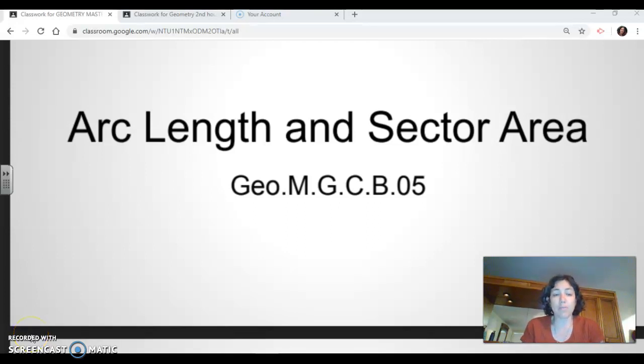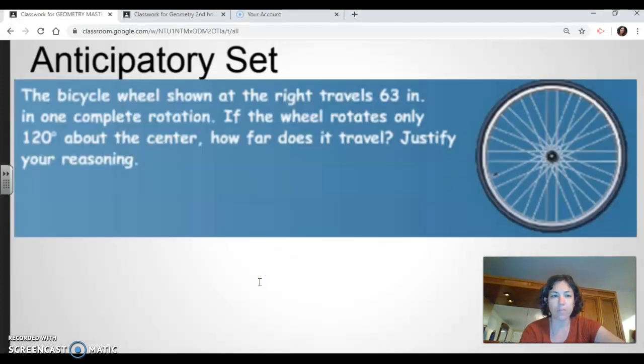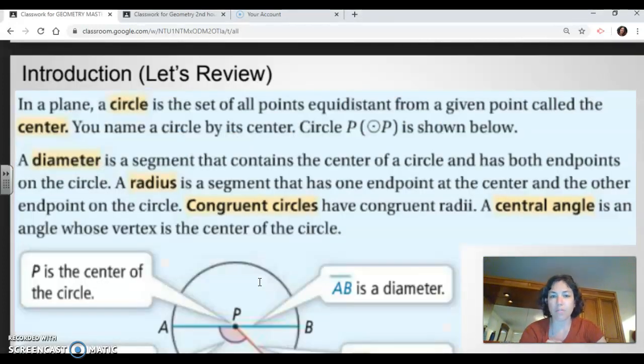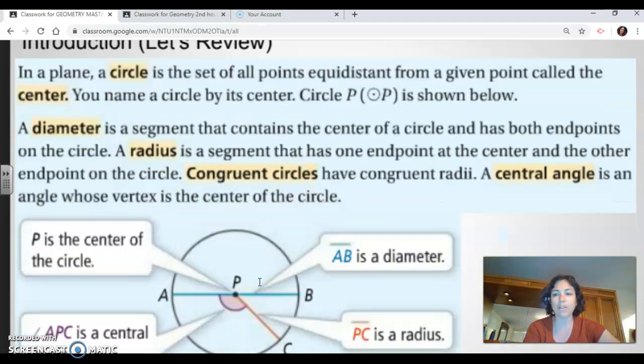Okay, we're going to be starting arc length and sector area for this week. And I just want to go over some of these with you. Let's go ahead and look. Here's some of the vocabulary that you're going to need to know. Most of these are review. Most of these you should have heard before or should know what they mean.